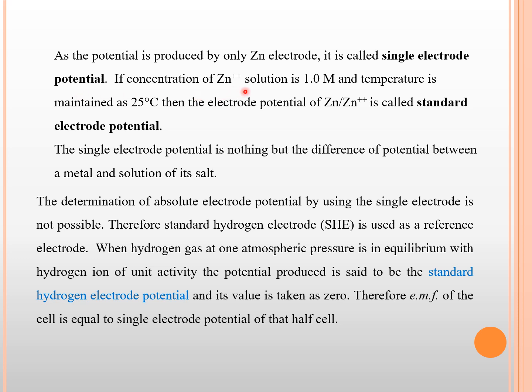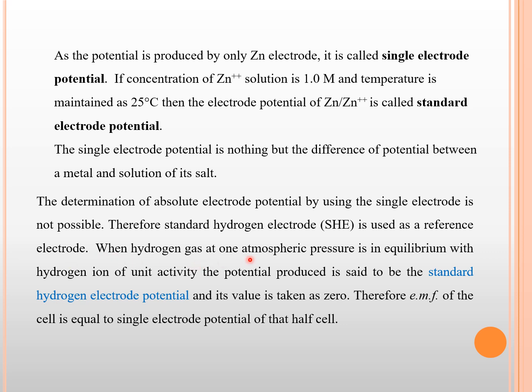If the concentration of Zn2+ ions is maintained at 1.0 molar and the temperature at 25 degrees centigrade, then the electrode potential of zinc in contact with Zn2+ ions is called the standard electrode potential. The single electrode potential is nothing but the difference of potential between a metal and the solution of its salt. Now, the determination of absolute electrode potential using a single electrode is not possible, and therefore the standard hydrogen electrode, that is SHE, is used as a reference electrode.